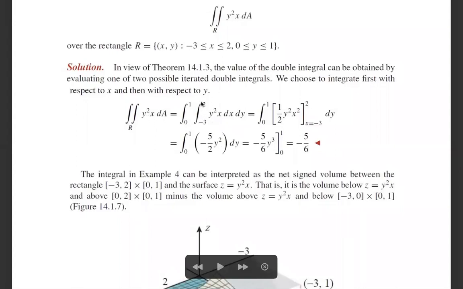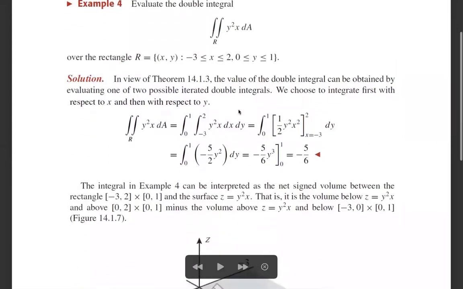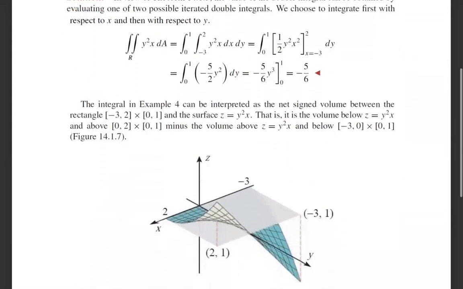So this integration is also equal to, by interchanging the order of integration, we can directly write the integral from minus 3 to 2, 0 to 1, y square x dy dx. Both will give you the same answer, since R is a rectangular region. By using Fubini's theorem, you can interchange the order of integration.